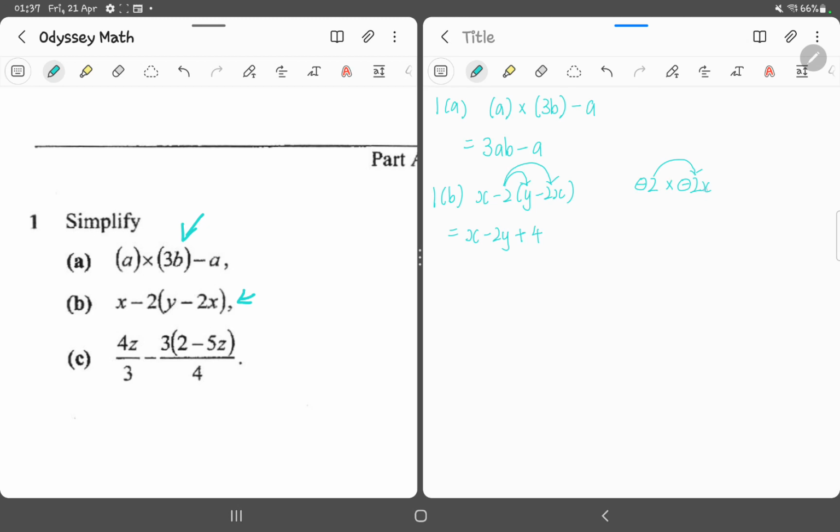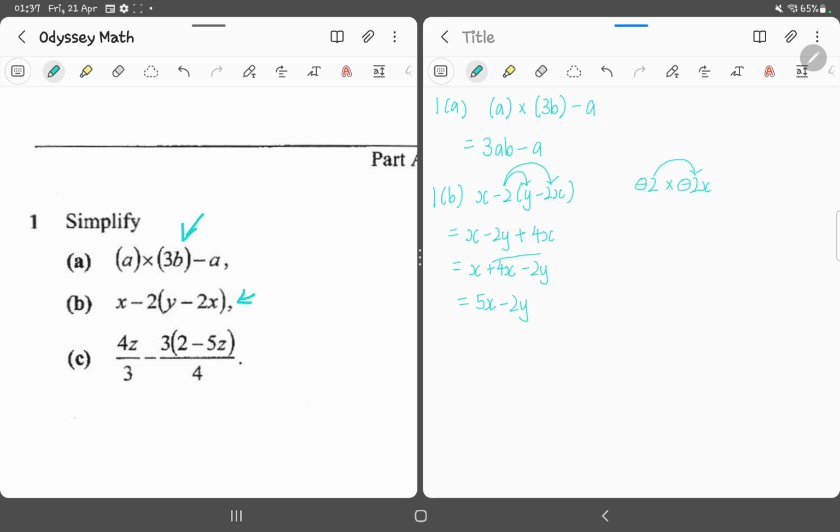And then finally we have our x over here. So let's rearrange the terms. So x, we're going to shift the 4x to the left, plus 4x, and then minus 2y. So then this answer is x plus 4x is 5x, and minus 2y, and we are done with this question.